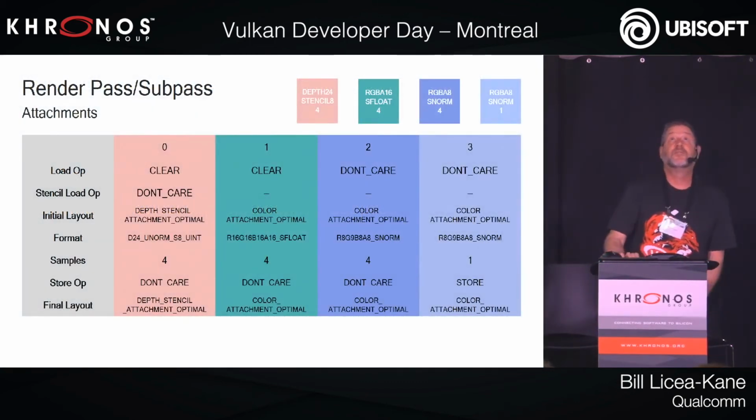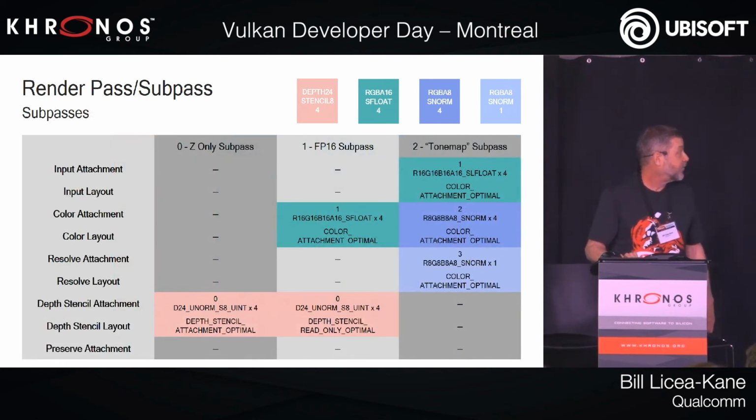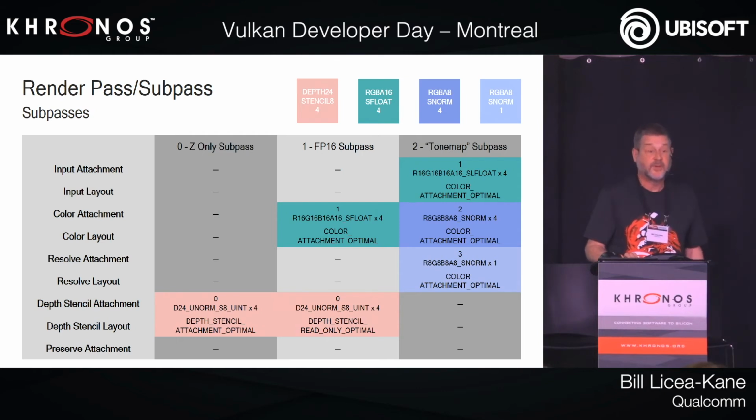So I've got the 4 different attachments that I want to have. I've got the depth stencil with 4 samples. I've got the RGBA 16, a nice deep HDR color buffer. I have an S-norm RGBA 8 multi-sampled buffer, and then finally one sample S-norm buffer. My first pass will be the Z-only pass. And I will be attaching only the depth buffer and the stencil buffer. And I'm only going to be writing to the depth, so I'm going to do depth stencil attachment optimal on that.